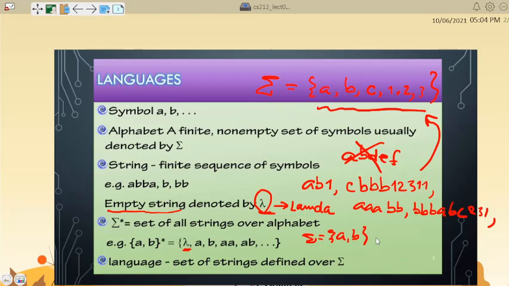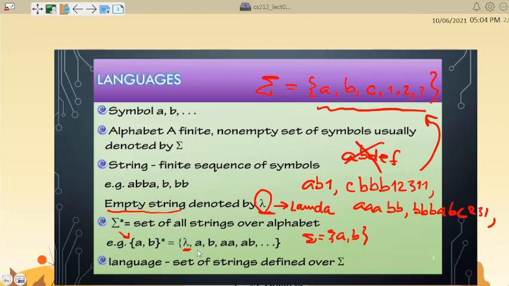For example, if we have sigma equal to A and B, then sigma star is {A, B} star. This means we can generate all the strings with combinations of A and B. So we can have lambda. The number of characters in the string we call the length of the string.